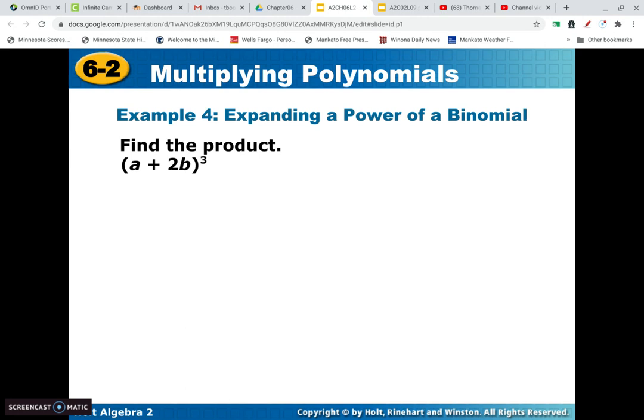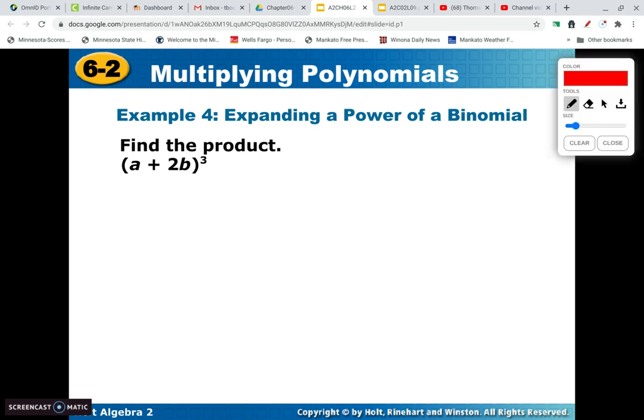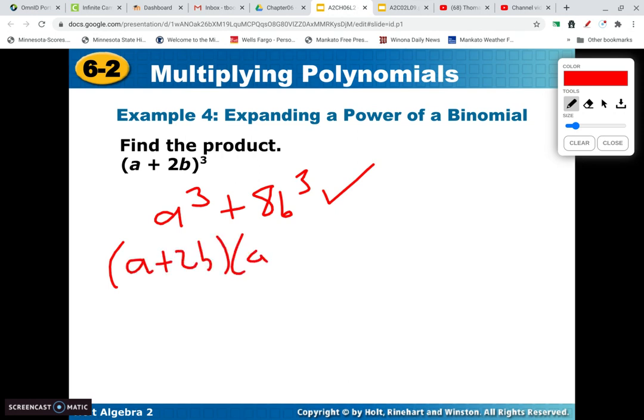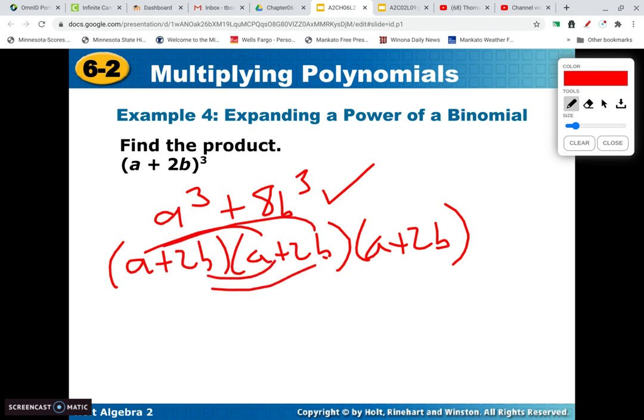All right. Now, how would we do this? A lot of people make the mistake. They say, all I have to do is take a to the third, and then if I take this to the third, that'd be 8b to the third. Well, that's wrong. Remember, what you have to do is take a plus 2b times a plus 2b times a plus 2b. So you have to distribute those. Then you're going to get a trinomial, and you're going to have to distribute those.